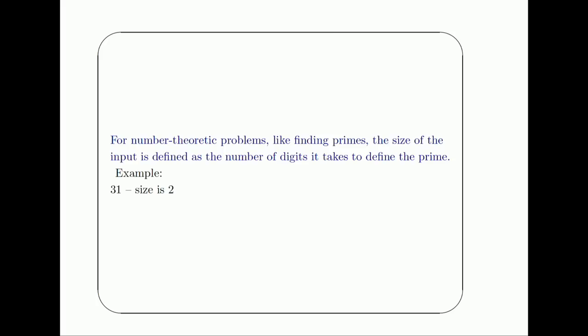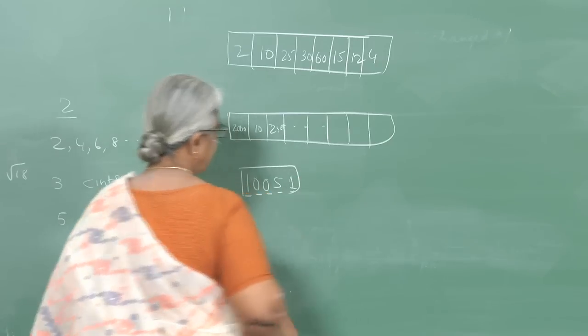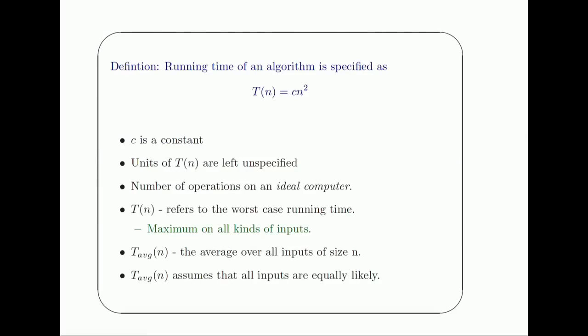Generally, for number theoretic problems, we talk about complexity in terms of the size of the input, and the size of the input is actually defined by the number of digits it takes to write the number. For example, if I want to determine whether this number is prime or not, the number of digits is 5. So, complexity is defined by the length of the digit sequence that makes up the given number.